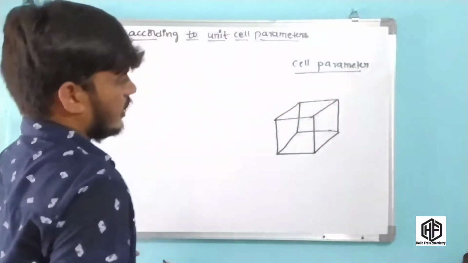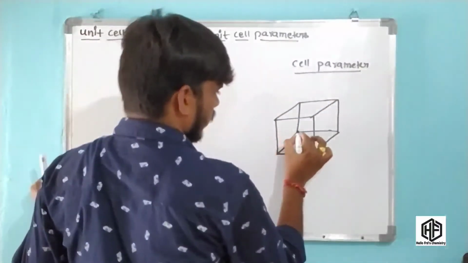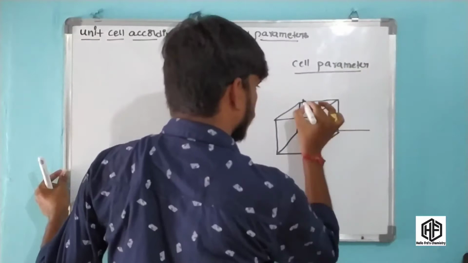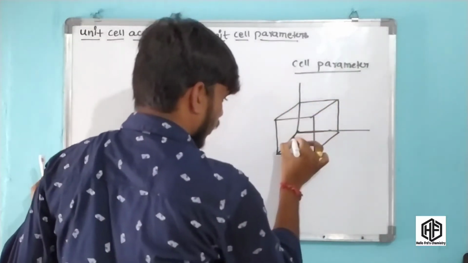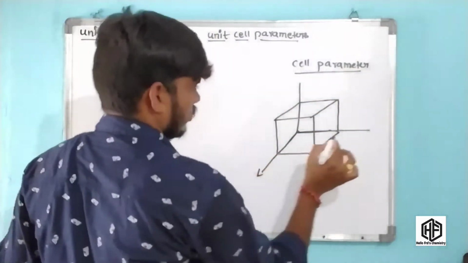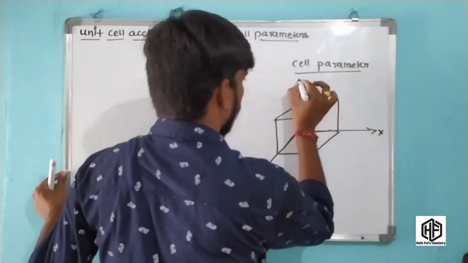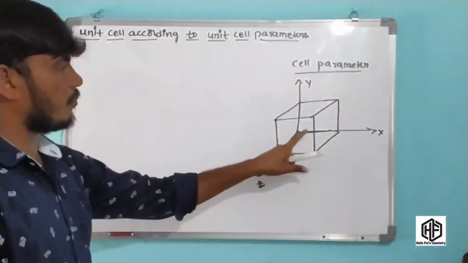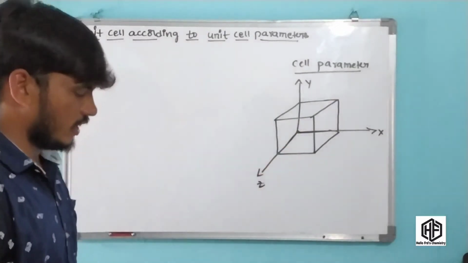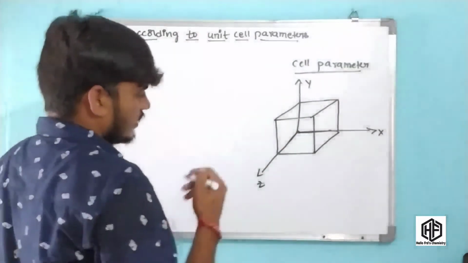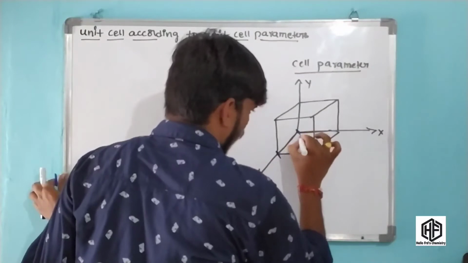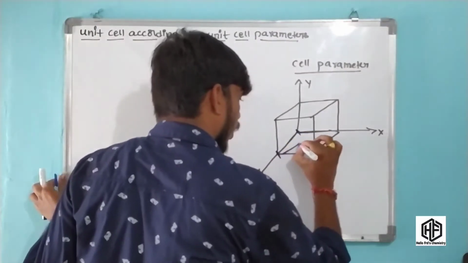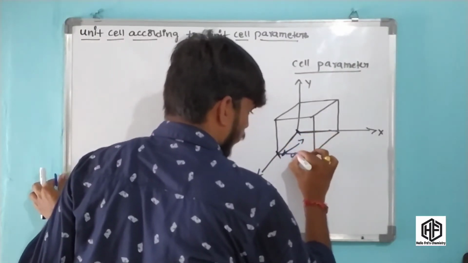This is a unit cell, and I am representing its axes. This is one axis, this is another axis, and this is another axis, okay friends. This is the x-axis, y-axis and z-axis. Now I am representing the axes of this unit cell. This length is a, okay friends.